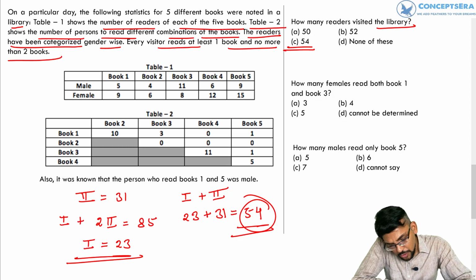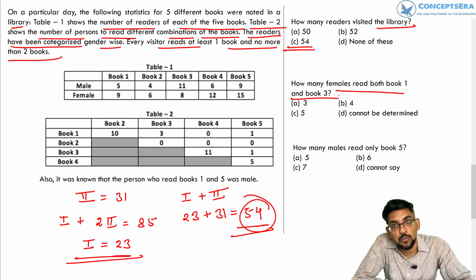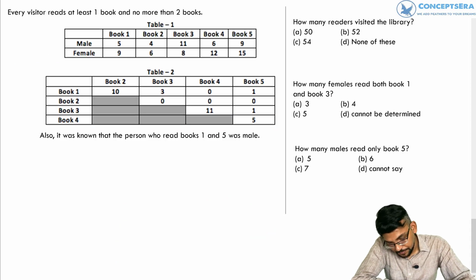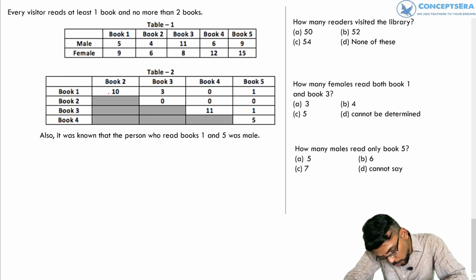Now if you look at question number 2, they are looking for how many females read both books 1 and book 3. So let's put the given data in a better manner and try to decode this particular question also. So here we go. Here we are looking for females reading both book 1 and book 3. So book 1 intersection book 2 is equal to 10.